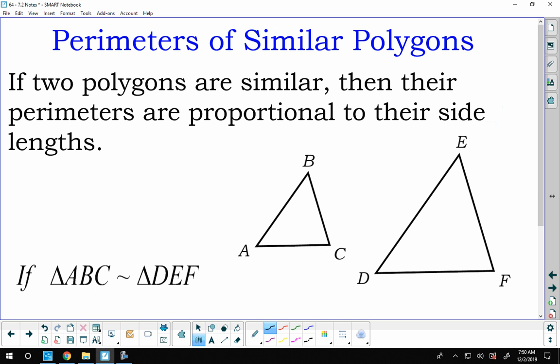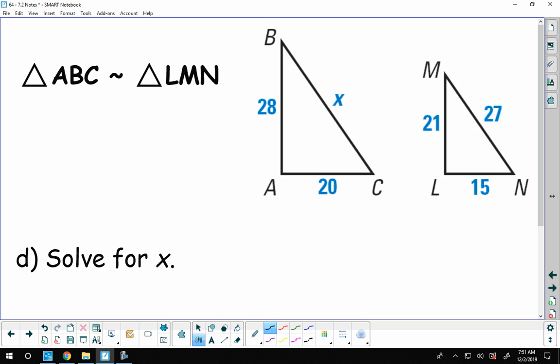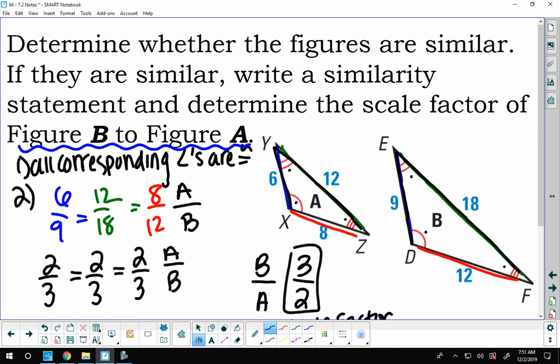And the last part of this lesson, perimeters of similar polygons. If two polygons are similar, then their perimeters are proportional to their side lengths. So that means that whatever the scale factor is, like we did in this example, this is also going to be the ratio of the perimeters.